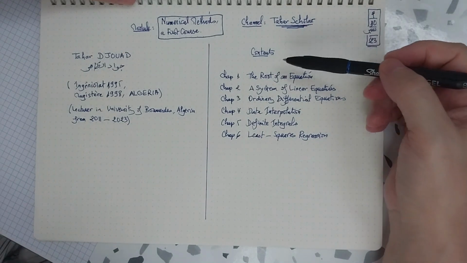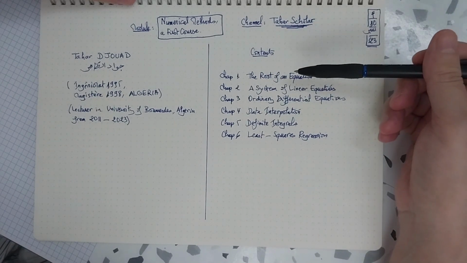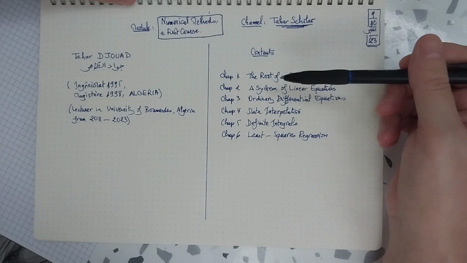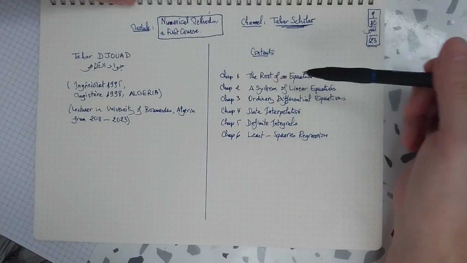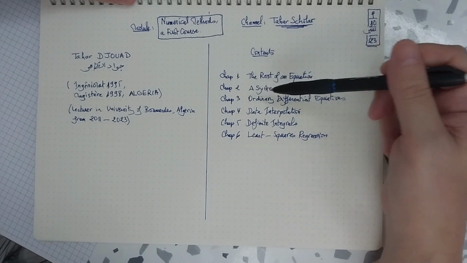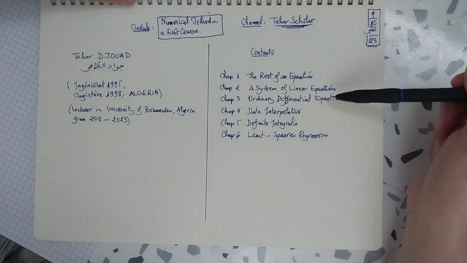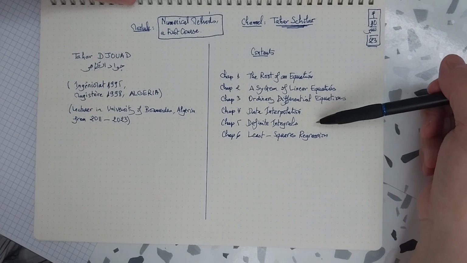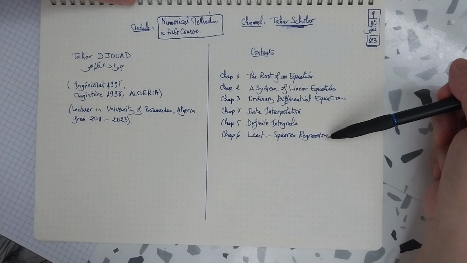So the contents of this module is summarized here in 6 chapters. Each chapter has a different topic, completely different from the other. The first chapter, the root of an equation. Chapter 2, a system of linear equations. Chapter 3, ordinary differential equations. Chapter 4, data interpolation. Chapter 5, definite integrals. And Chapter 6, least squares regression.